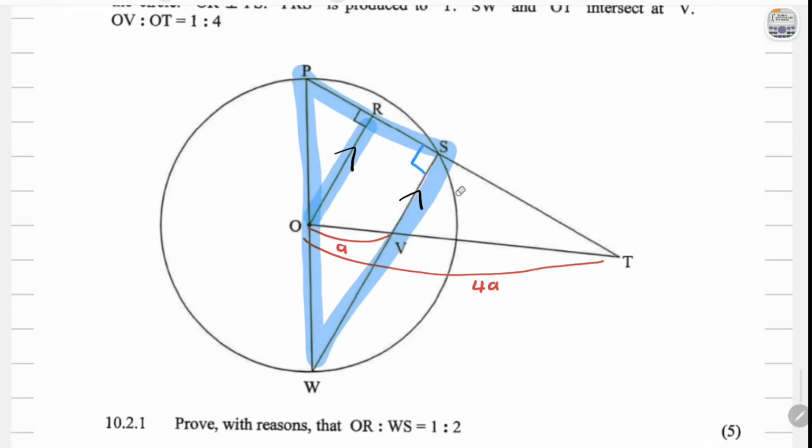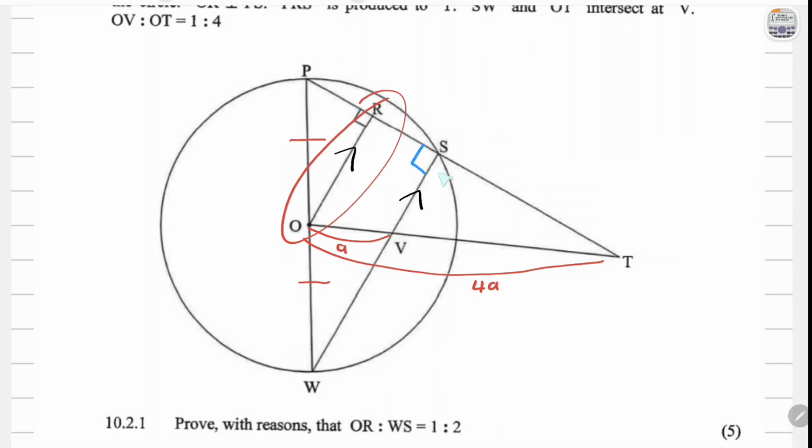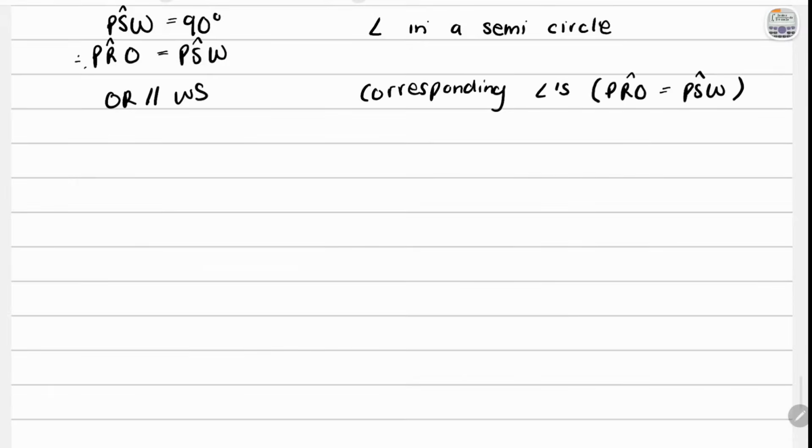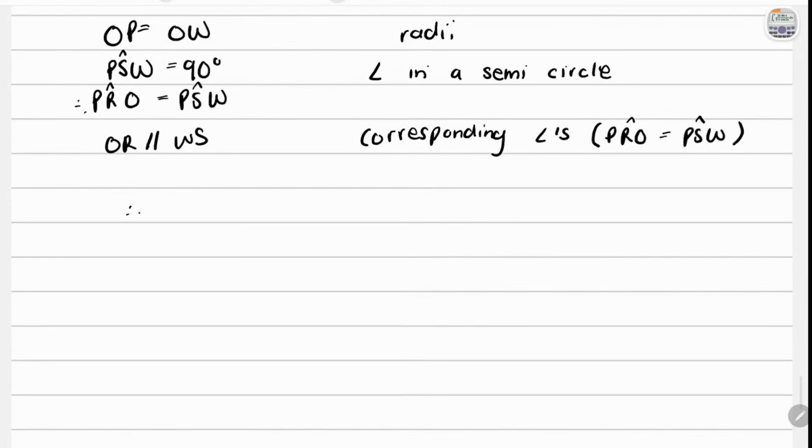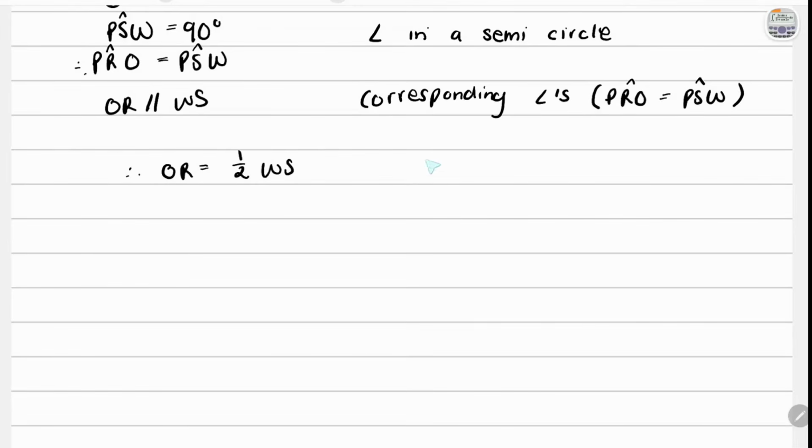Now with that being said, because we have these two lines being parallel and these two sides being equal, do you see that this is actually the midpoint theorem? Because we are given that this side is equal to this side and these two lines are parallel, we can conclude that this line OR is half the size of this line WS or SW. So that's what we can tell them. So this means that OR really is equal to half the size of WS, and our reason is the midpoint theorem.